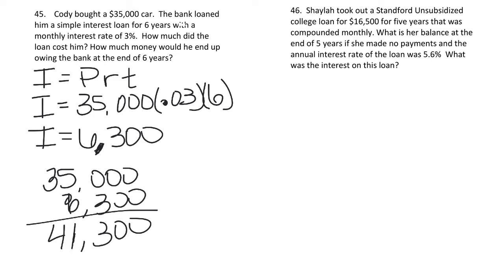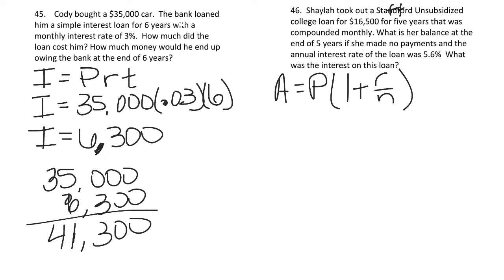Okay, Shayla took out a Stafford unsubsidized college loan for $16,500 for 5 years that was compounded monthly. What is her balance at the end of 5 years if she made no payments and the interest rate of the loan is 5.6%? And what was the interest on the loan? So again, that's the equation we used on problem number 44. P times 1 plus R divided by N.